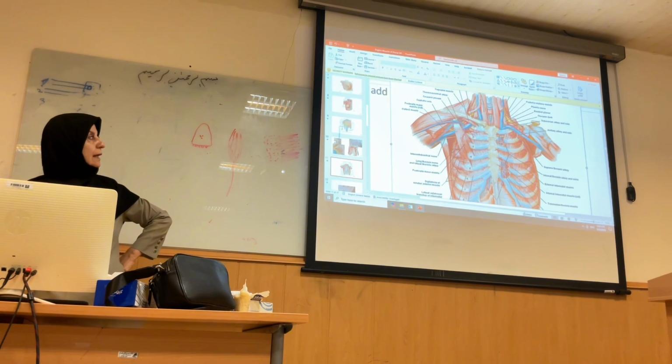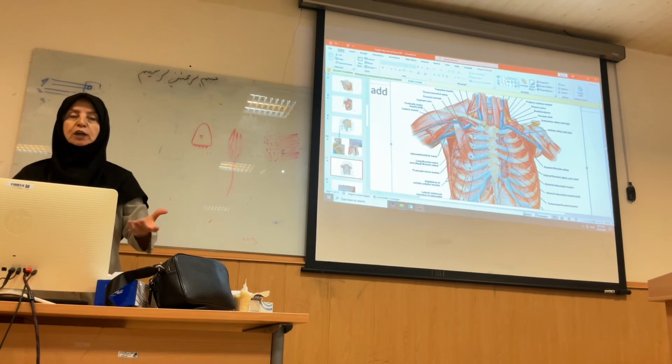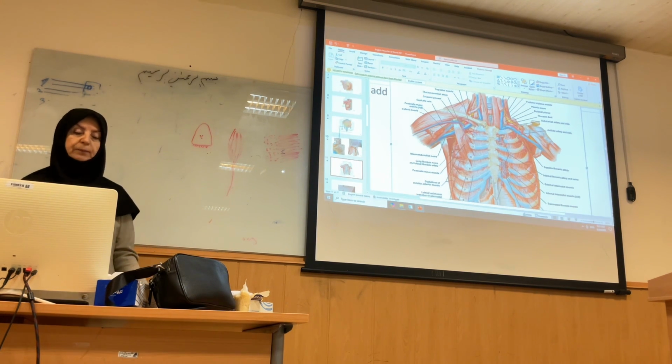So later, when we are going to show and explain all of the branches that arise from the axillary artery, some of them arise from the first part, some from the second part, and some from the third part. The first part is before the pectoralis minor, the second part is behind the pectoralis minor, and the third part is after the pectoralis minor. And look at the vein. Again, the vein is superficial to the artery. To be able to show you the artery, we should remove the vein.